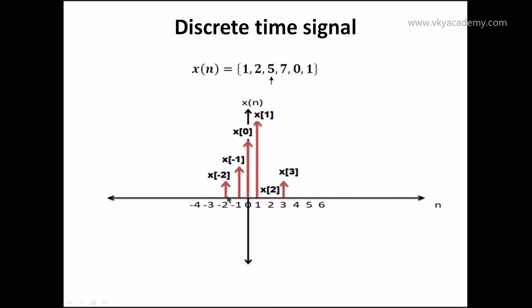So the sample at -2 is called x of -2. The sample at -1 is called x of -1. The sample at 0 is called x of 0. In the same way, the amplitude at 1 is 7, which is called x of 1. The amplitude at 2 is 0, which is called x of 2. The amplitude at 3 is x of 3, which is 1. So in this way, the origin of a given signal can be determined.